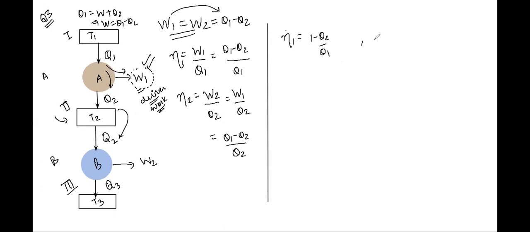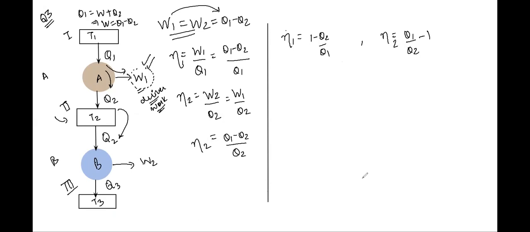And how about the efficiency for the second engine? Tell me. Q1 minus Q2 by Q2, which is Q1 by Q2 minus 1. This is the efficiency of the second engine, right? Can we write it this way? Yes, sir.